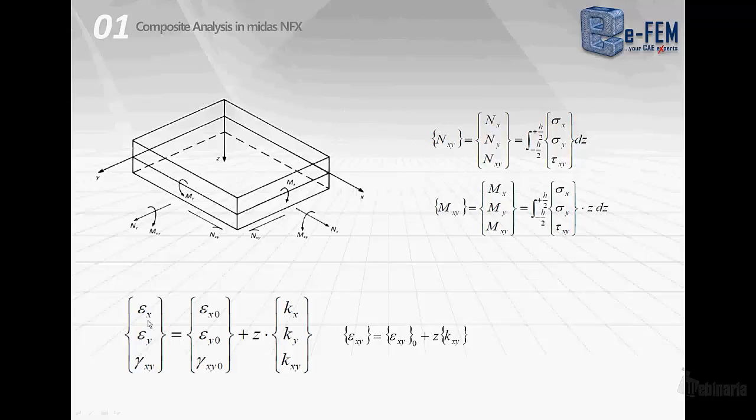Moreover, we can define the generic deformation of a point through the thickness as the combination of the deformation of the point onto the mid-plane of the laminate and the rotation, the rigid body rotation, of the point at z with the terms kx, ky, and kxy. This expression can be simplified in this way.